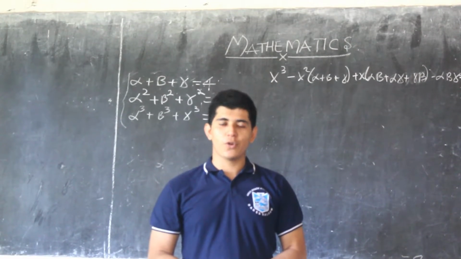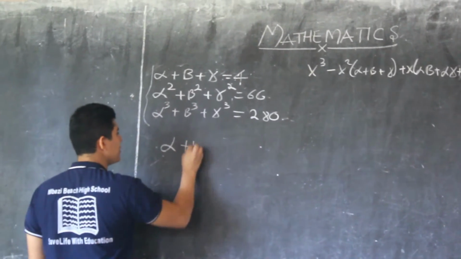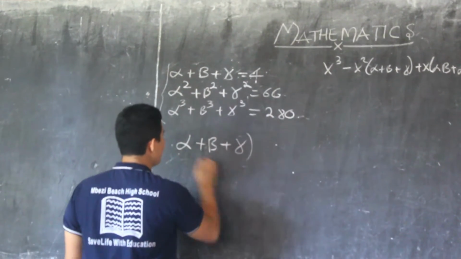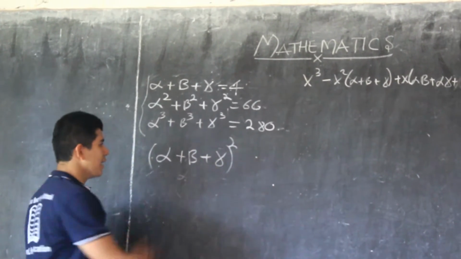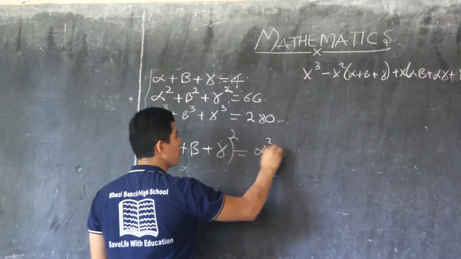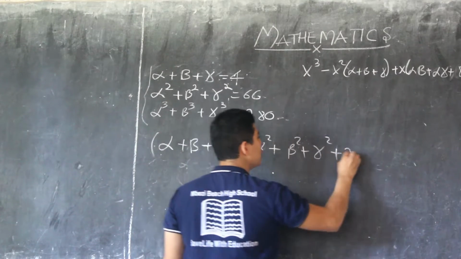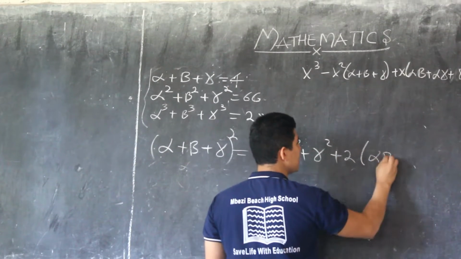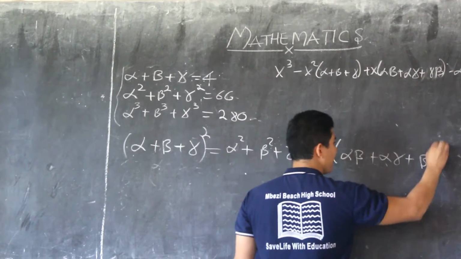Another identity that I like to show you is this one, which is a very nice identity. We say that alpha plus beta plus gamma, what happens if you square this one? Now what will happen is that this is just going to be, let me do it fast, alpha squared plus beta squared plus gamma squared plus 2, then here we're going to get alpha beta plus alpha gamma plus beta gamma.